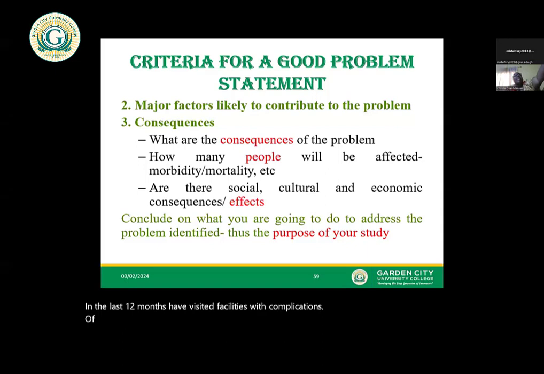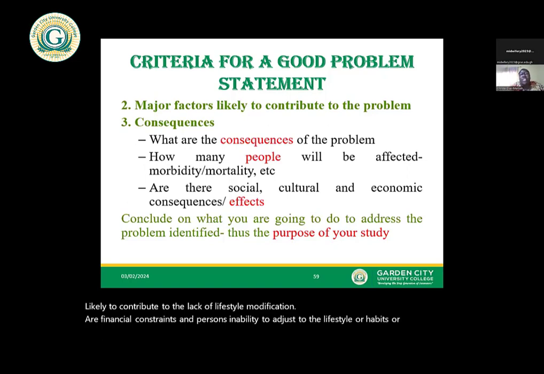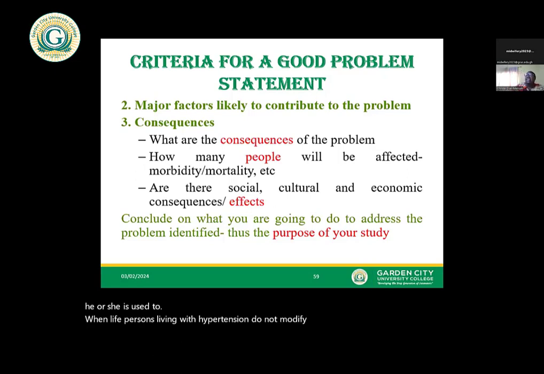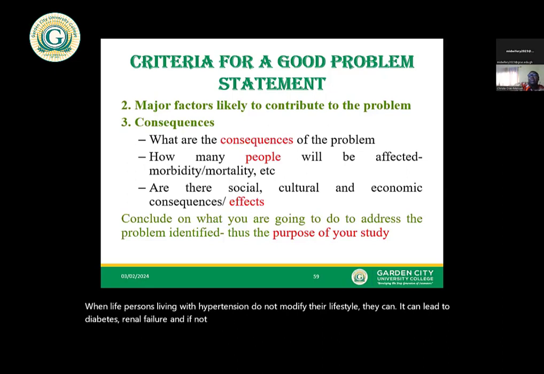Major factors that are likely to contribute to the lack of lifestyle modification are financial constraints and a person's inability to adjust to the lifestyle, habits or customs that he or she is used to. When persons living with hypertension do not modify their lifestyle, it can lead to diabetes, renal failure, and if not managed properly, they can lose their lives.